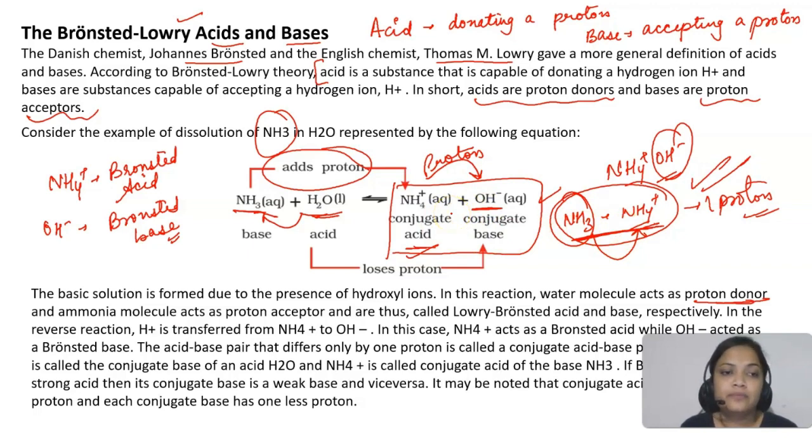And you have to keep in mind that if a Bronsted acid is a strong acid, then its conjugate base will be a weak base, and vice versa. So conjugate acid has one extra proton and conjugate base has one less proton. Keep that in mind. So this is the conjugate acid base concept.